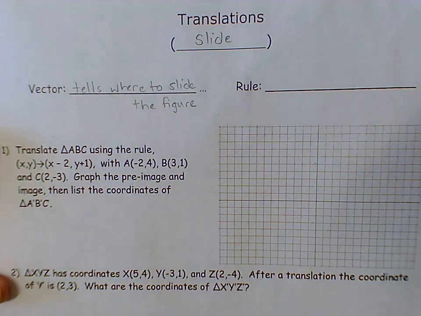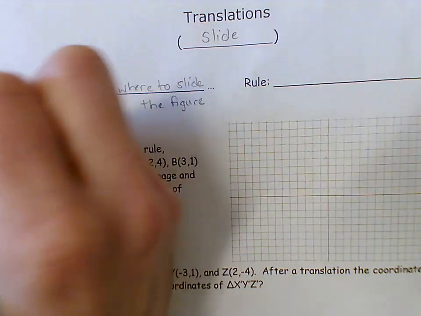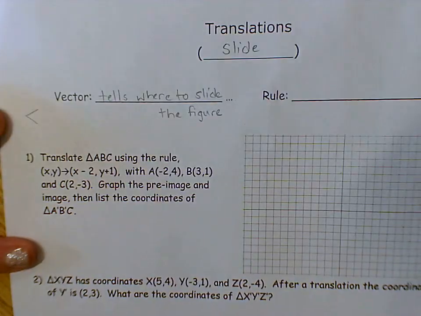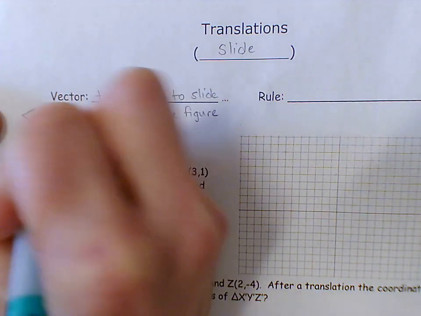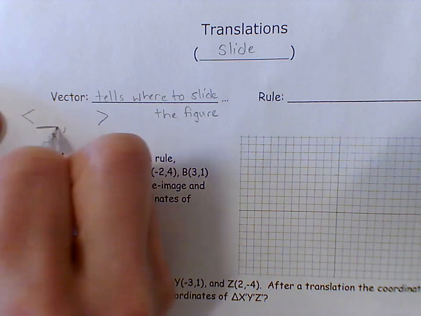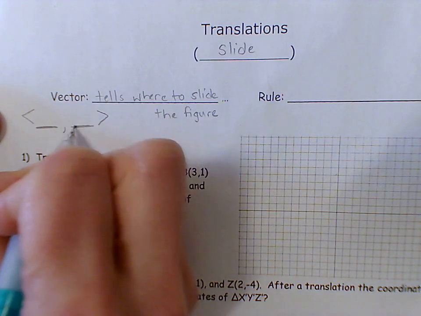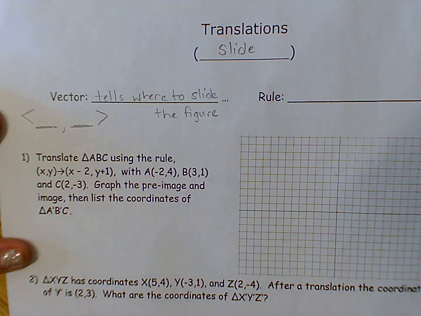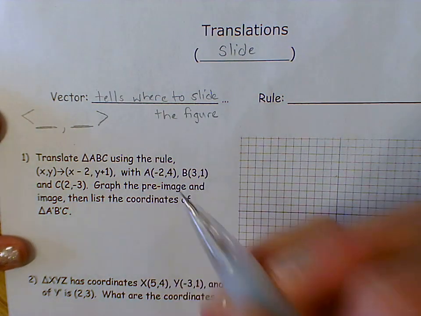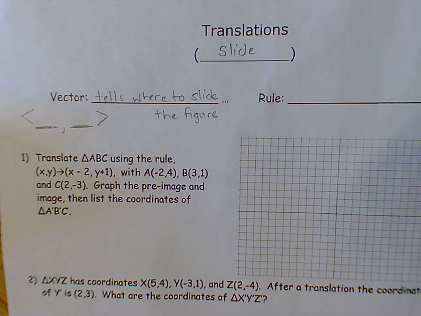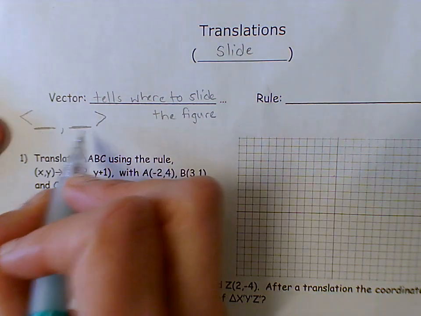All right, the vector is going to look like this. It's got little sideways, I call them carrot things, so little sideways carrots. And then it's going to have one number, then a comma, and then another number. What these numbers tell you, like I said, is where to slide it. If you remember, I said it's going to tell you how far left or right to slide it, and then how far up or down. So that's what each of these numbers do.